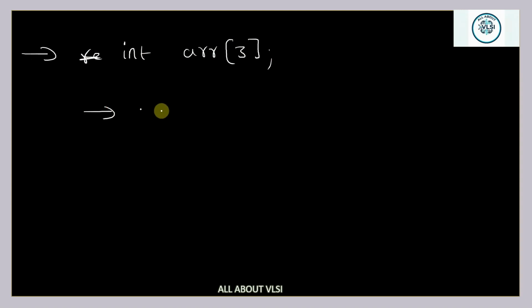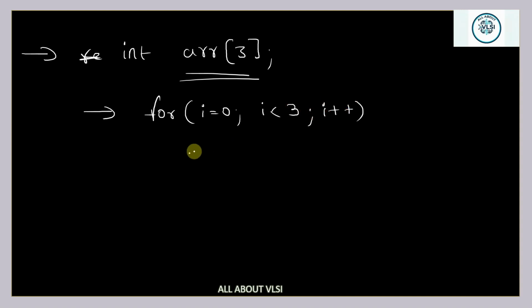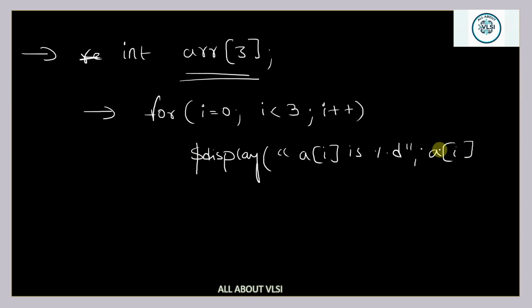For displaying it, I can use for i is equal to 0, i less than the size of this array. The size of the array is 3. So i less than the size of the array and i plus plus. Then I can use $display a of i is %d, comma, a of i. Like this, I can display this particular array.